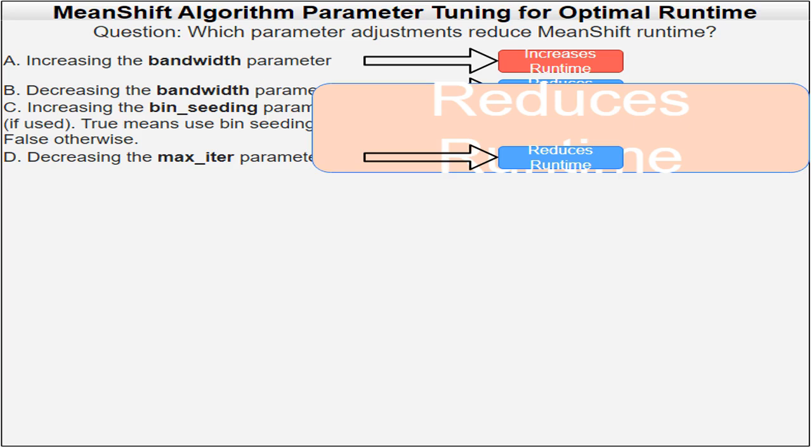Using bin seeding significantly speeds things up. Imagine you're searching for a specific item in a huge warehouse. Bin seeding is like dividing the warehouse into sections first. Instead of checking every single item, you start by searching the most likely section. That makes the whole process much faster.